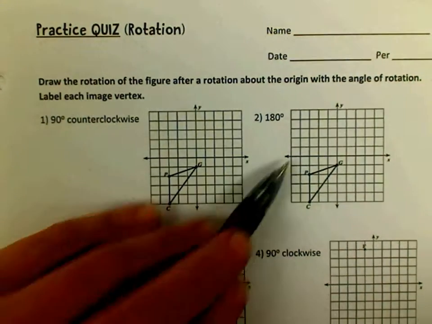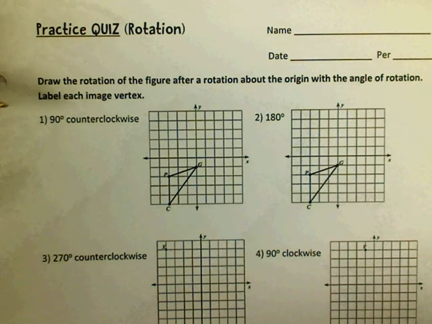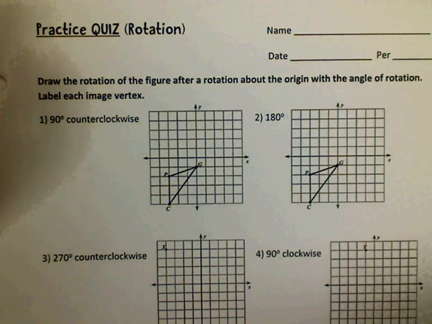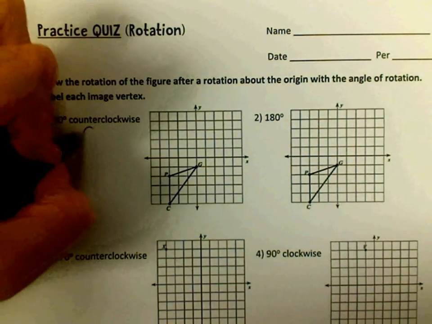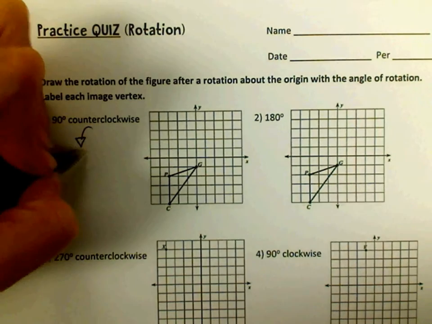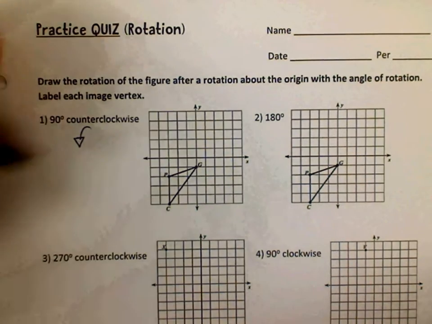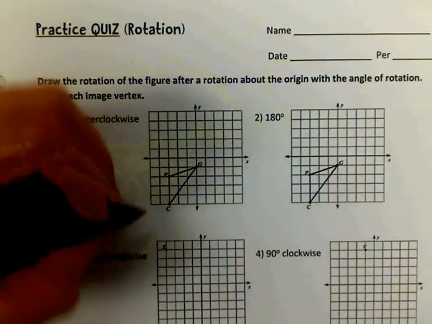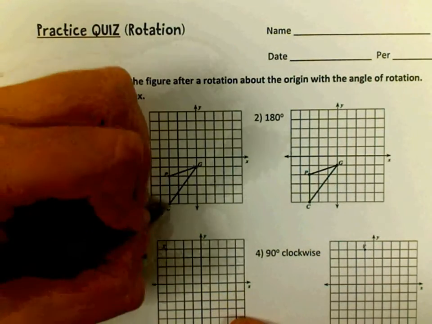Alright, so for the first four, you're going to be graphing. And the first one we're doing is a 90 degrees counterclockwise rotation. Remember, counterclockwise is when you switch the X and Y and then you change the sign of the one on the left. So it's G, P, and C.